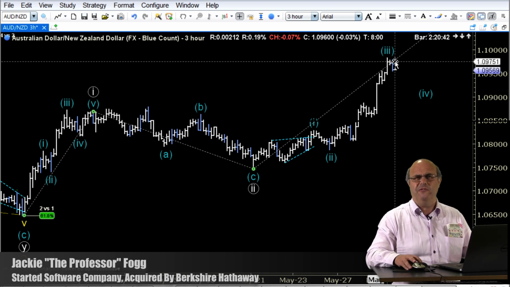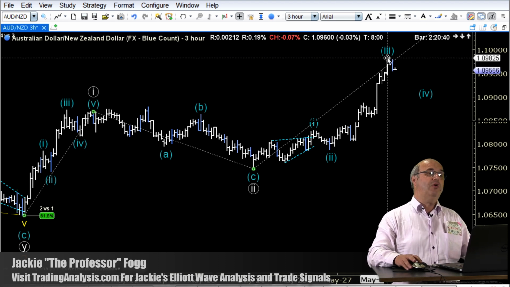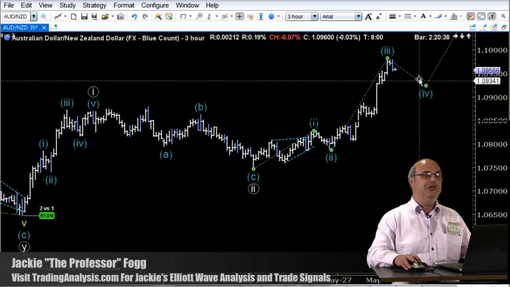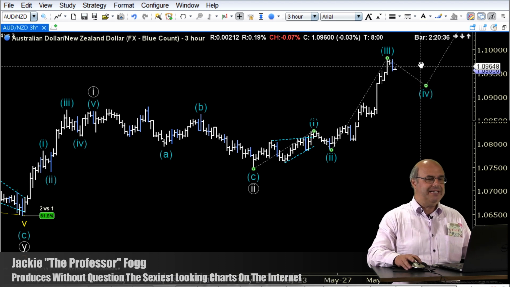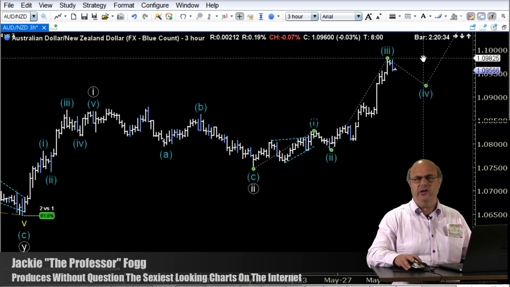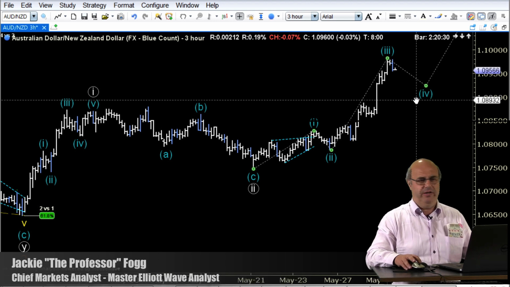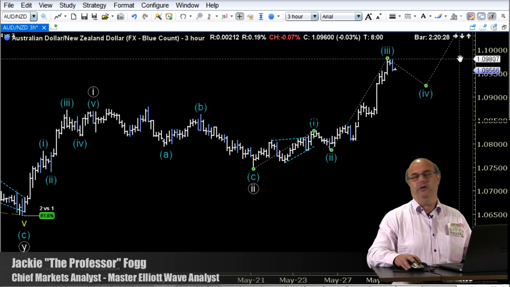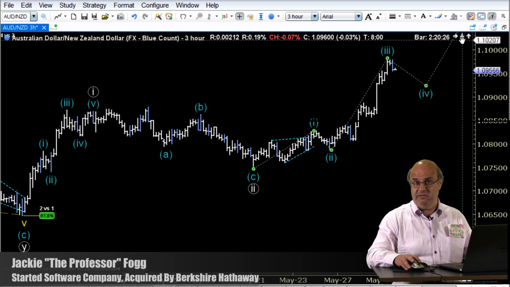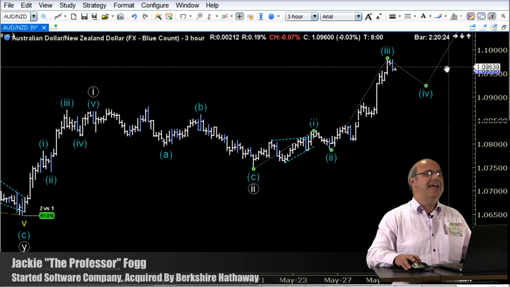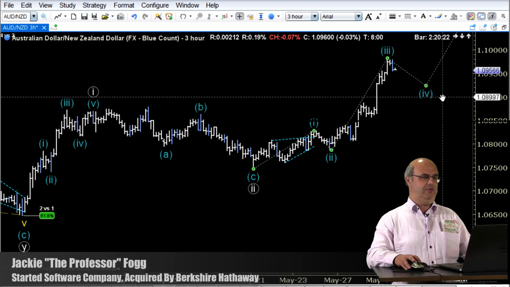So what we're looking for right now is for price to pull back in the 4th wave. It's currently reached a high of about 109.82. It's going to pull back probably to around 109 and then it's going to go higher. It's going to go to 110, maybe 110.50. And that's an opportunity for us to trade this.